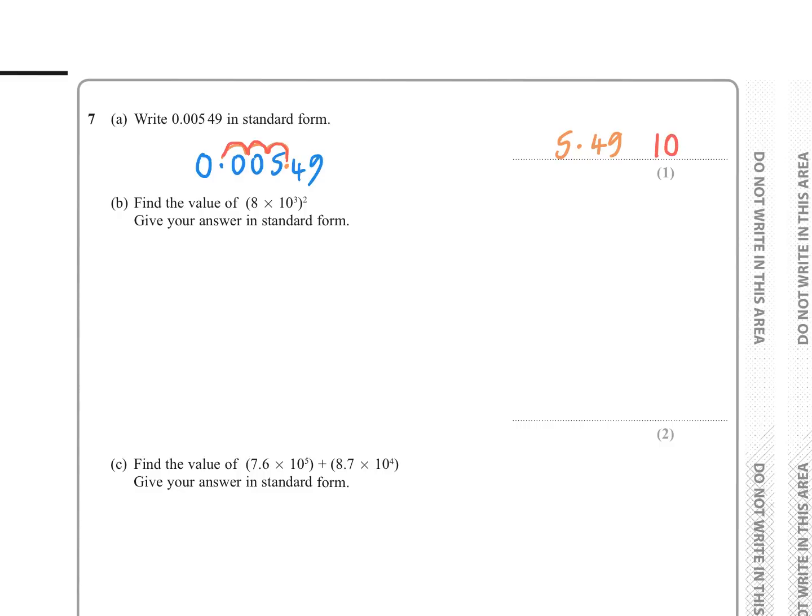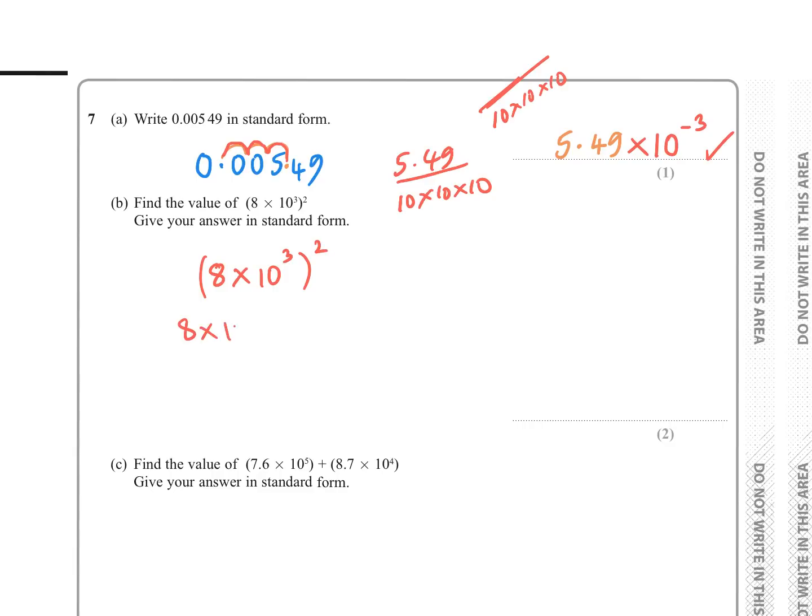And if we want to divide by 10, that's like dividing by 10 once, twice, 3 times, which is 10 to the minus 3. So if we do 5.49 times 10 to the minus 3, that's exactly the same as doing this, which is the same as dividing 5.49 by 10 3 times. So that would be the standard form answer for part A. Part B, we want 8 times 10 cubed all squared. Well, that's the same as writing 8 times 10 cubed times by itself, 8 times 10 cubed.